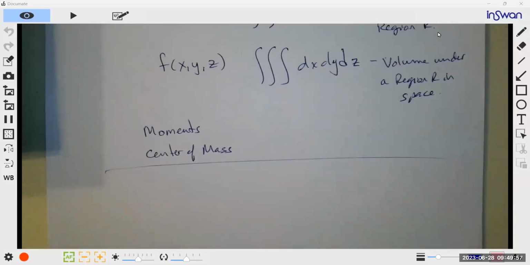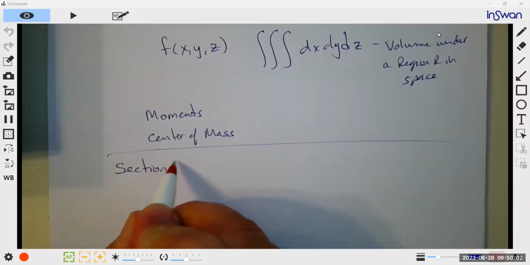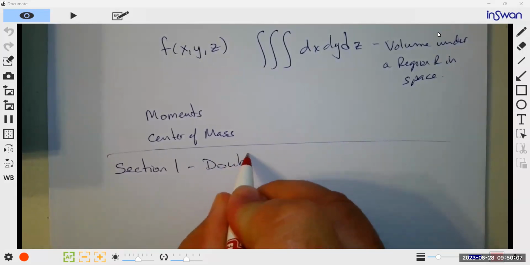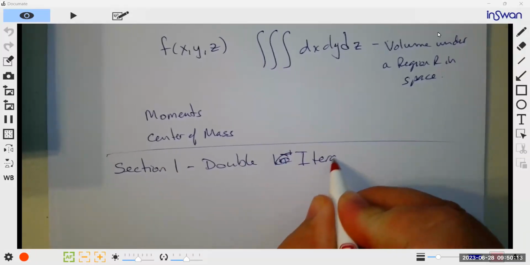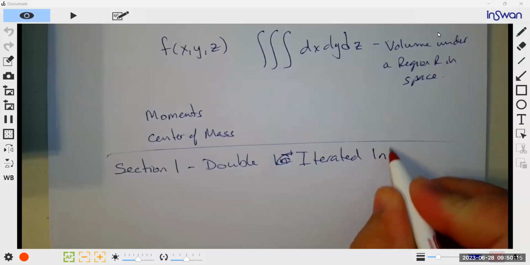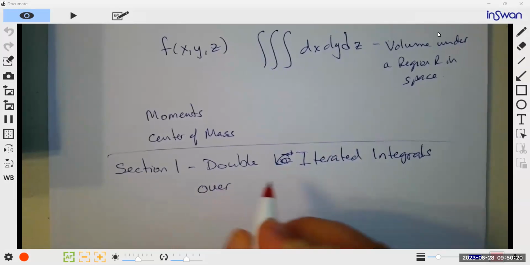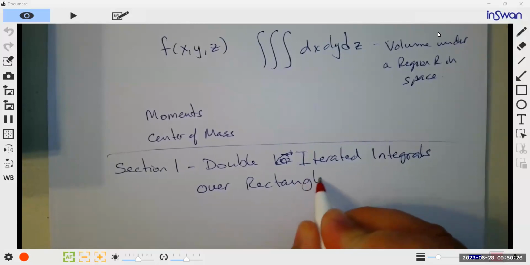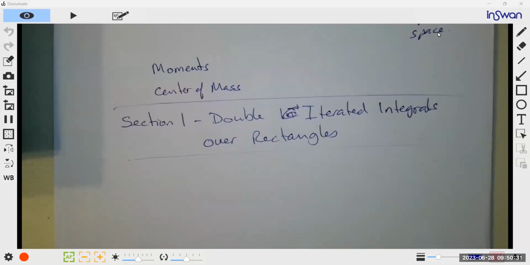All right, so in the first section, we're dealing with double iterated integrals over rectangles. Again, this is just a continuation from calculus 1, really.